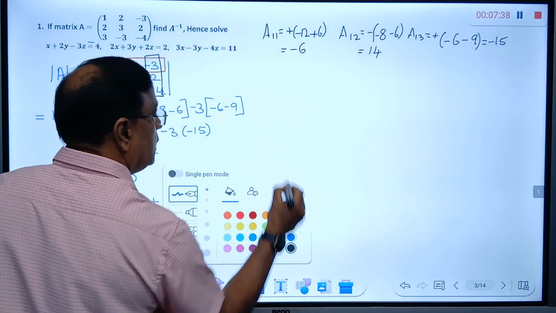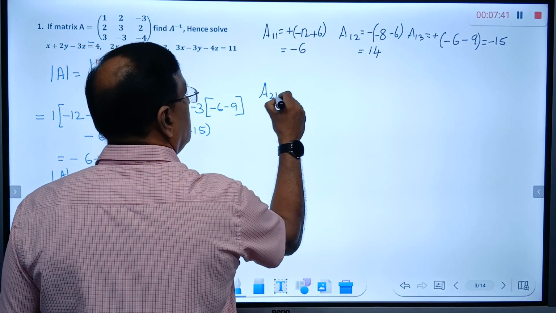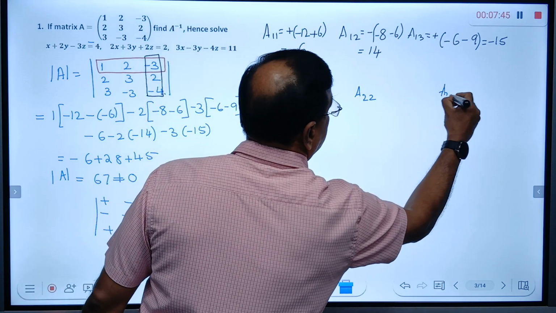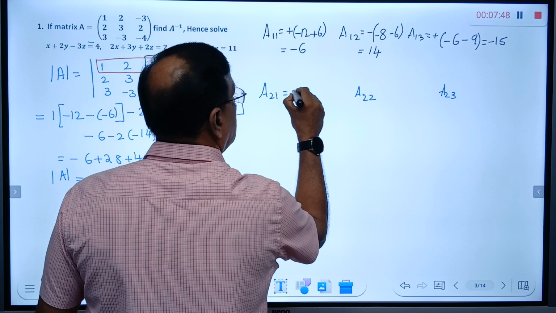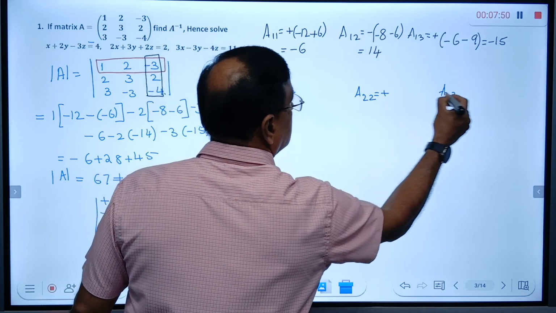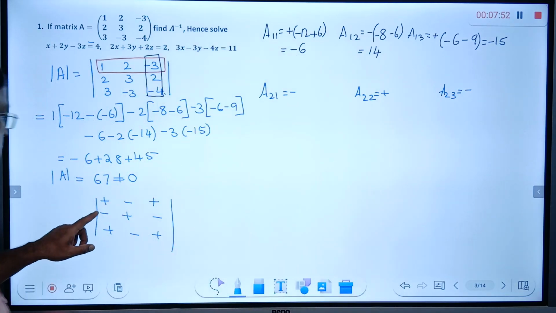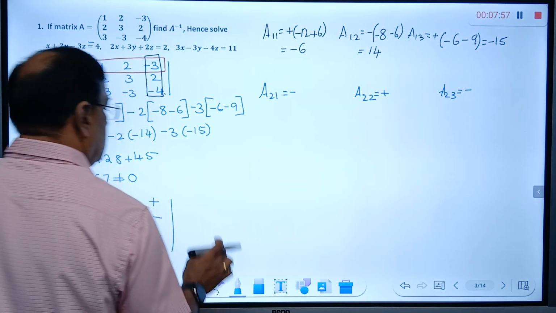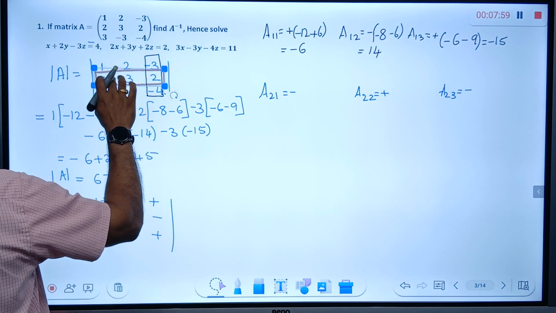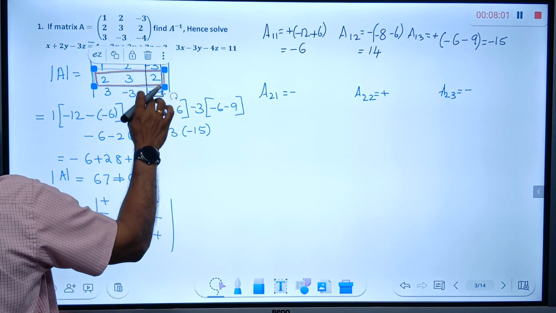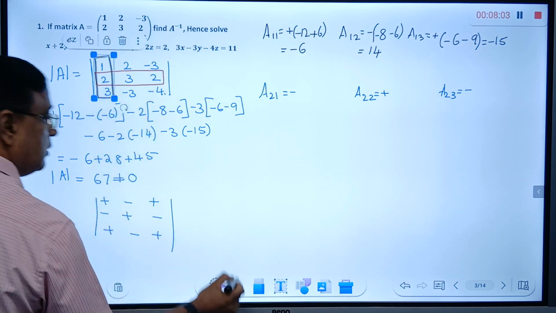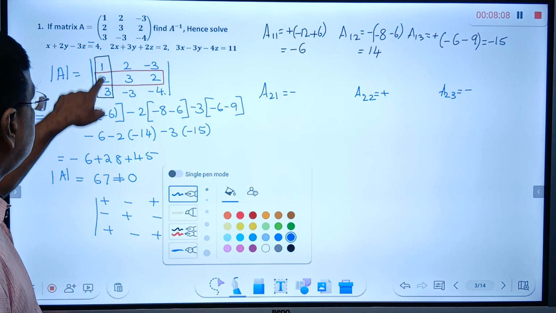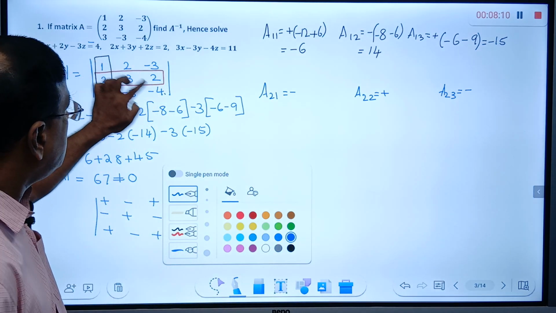I'll write with a different color. A21, A22 and then A23. This is again minus, plus, minus. Now bring row 1 to row 2, and bring this column back to column 1. So omit that row and omit that column. I omitted this row and this column. So what do you get? Minus 8.